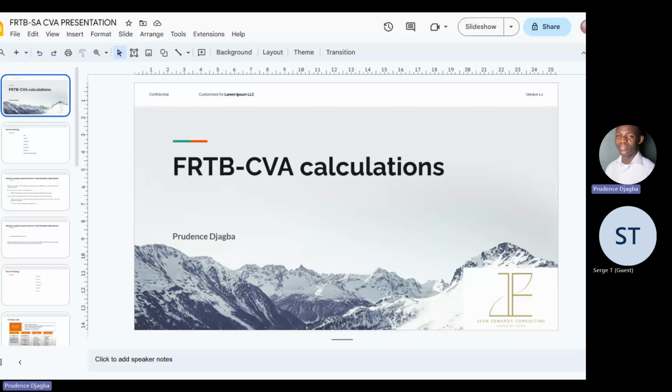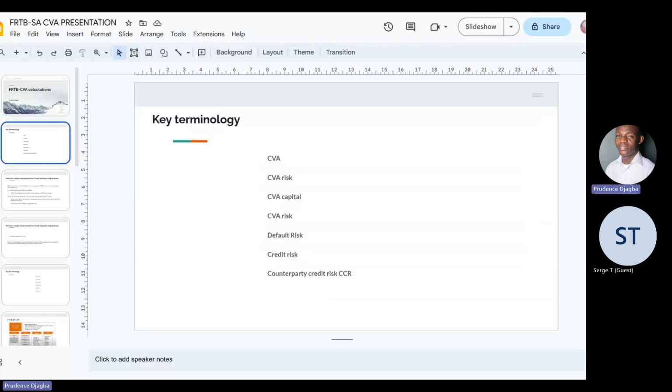Last time we discussed the evaluation of CVA using Monte Carlo simulation. Now I have read in detail how we can evaluate the CVA capital using the FRTB framework. While I was preparing this presentation, there was some terminology that I need to make sure I grasp very well. Last time, you brought my attention to the main difference between credit risk and counterparty credit risk.